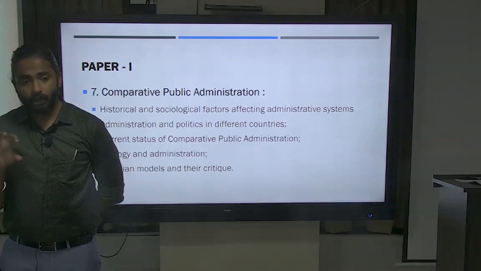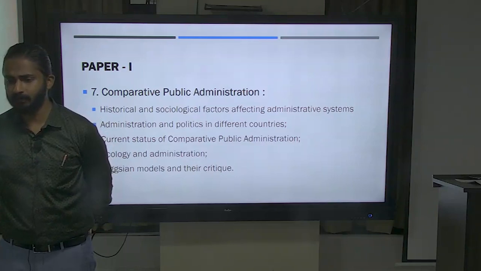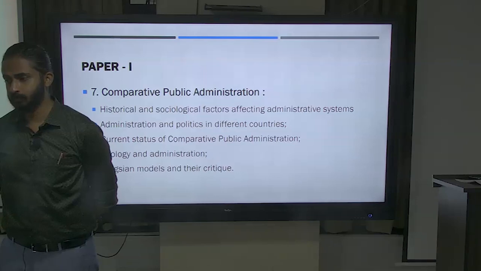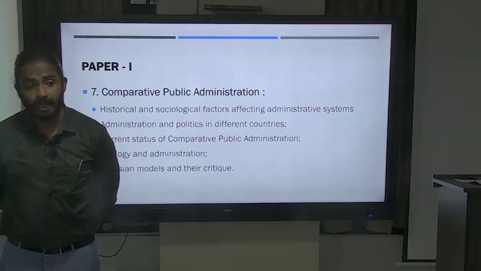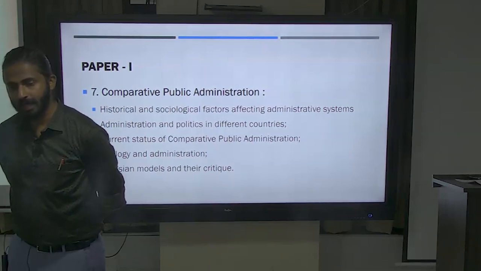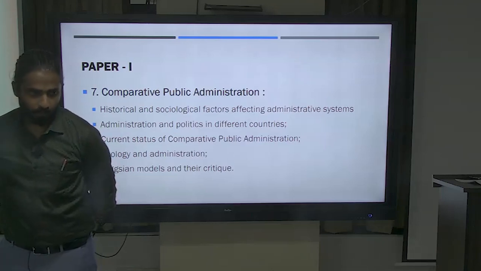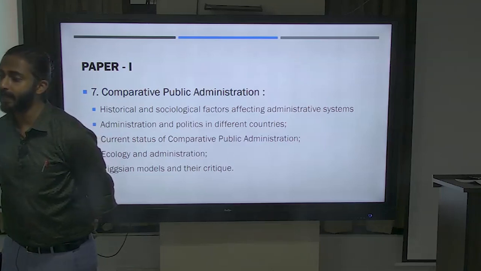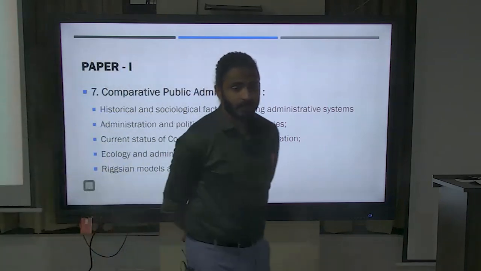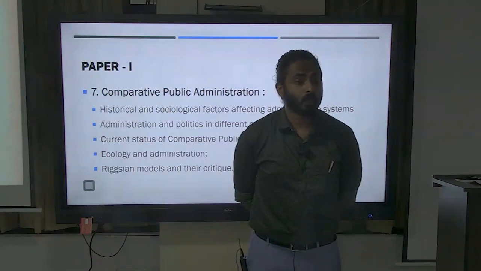For anything to be called a science, what is the first aspect of a scientific subject? Objectivity. How will objectivity come? When there is universality. Right. When I say Newton's law, is it applicable only in India? Or only in America? Newton's law is applicable anywhere in the world. It's universality. So if you want to make any subject a scientific subject, we have to apply universality.